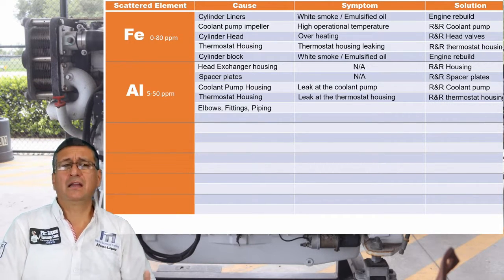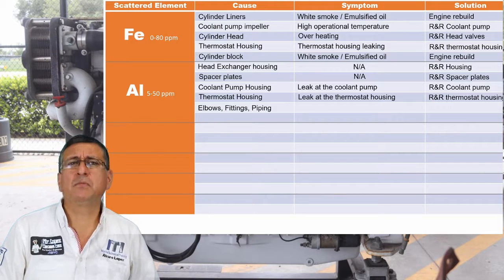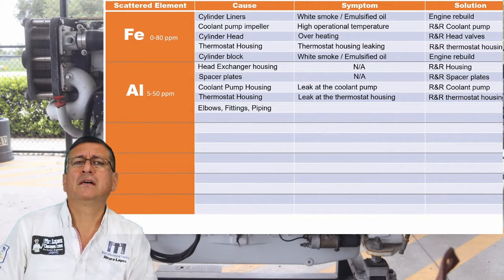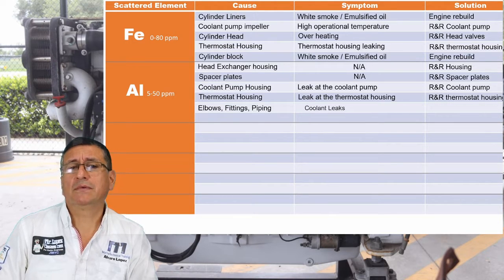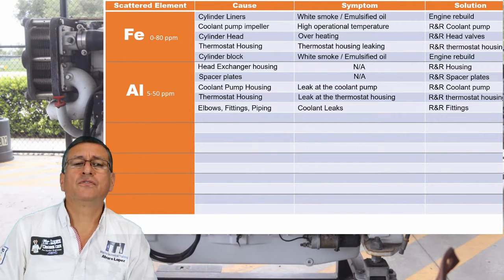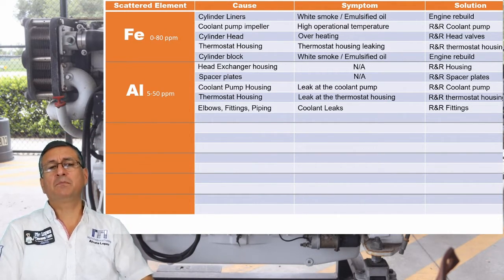Other aluminum sources are elbows, which are very common, fittings and pipes. Of course, you have coolant leaks, and you replace all of those fittings. That's the solution in that particular case.